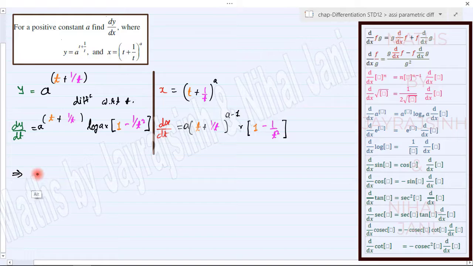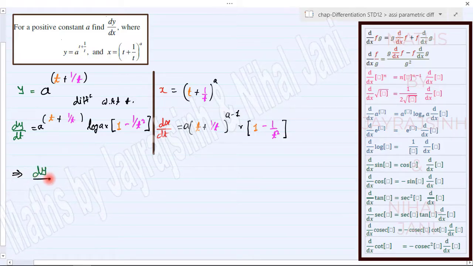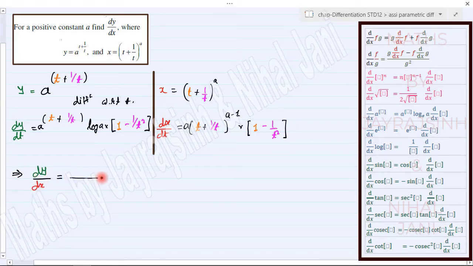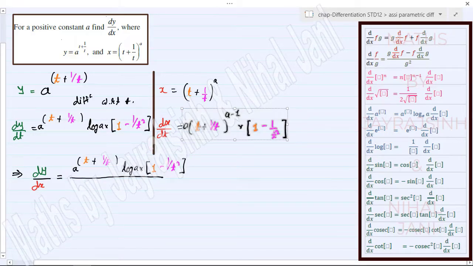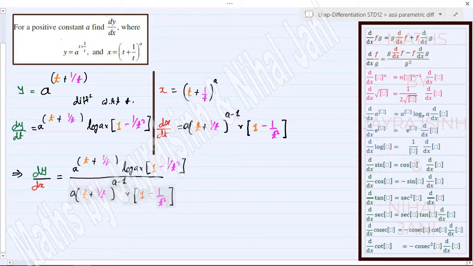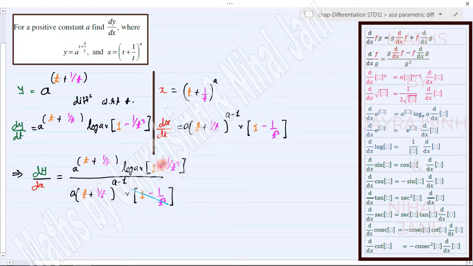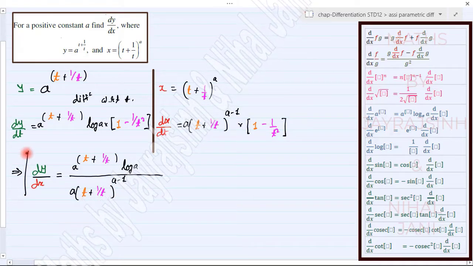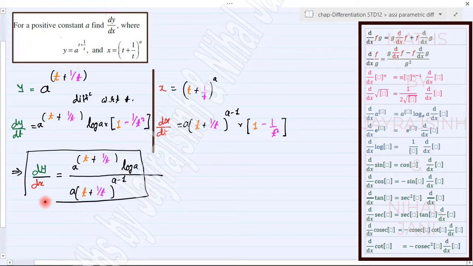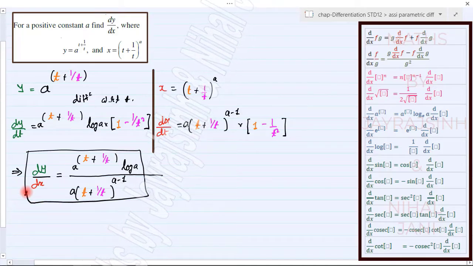So we can say we are ready to find dy by dx by taking the ratio of your dy by dt and your dx by dt. So here (1 minus 1 by t square) will cancel out. So let's remove them and we will get our required dy by dx. Ta-da!